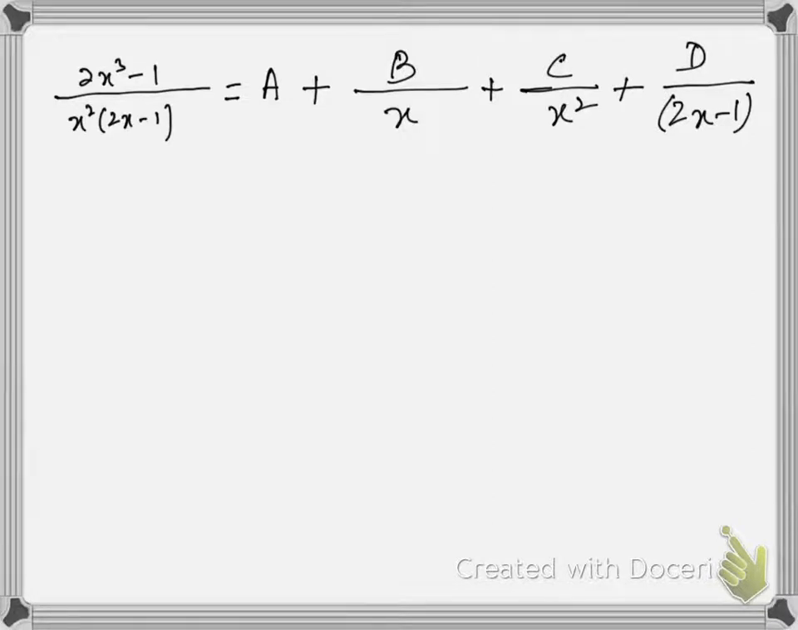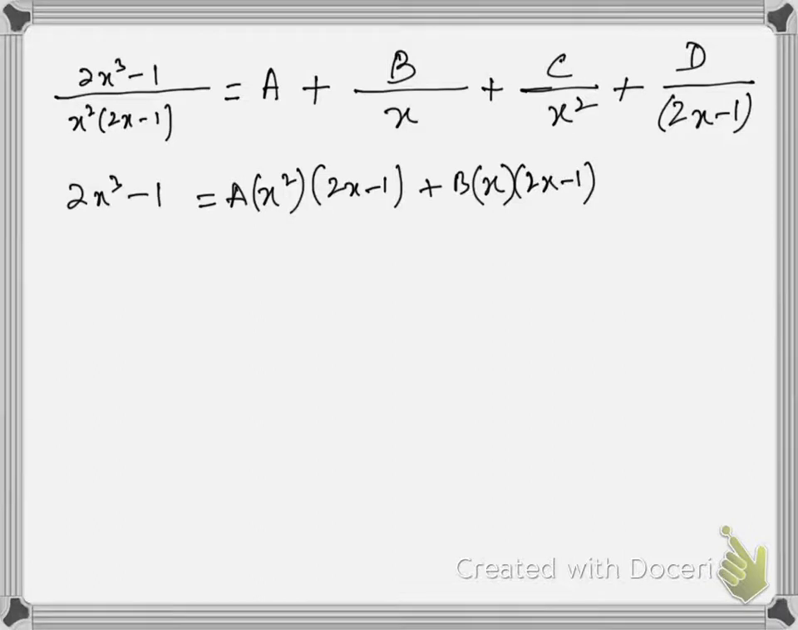Multiplying throughout by the denominator x²(2x − 1), we have 2x³ − 1 = A x²(2x − 1) + B x(2x − 1) + C(2x − 1) + D x².